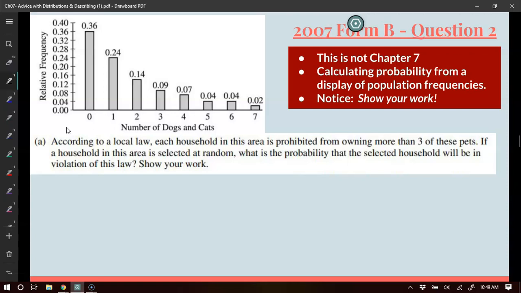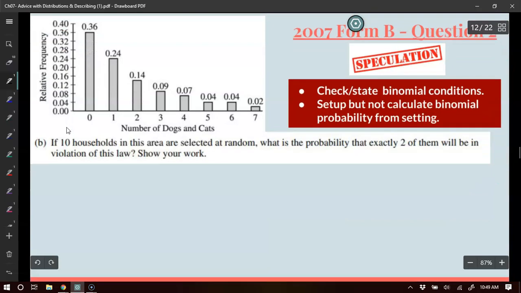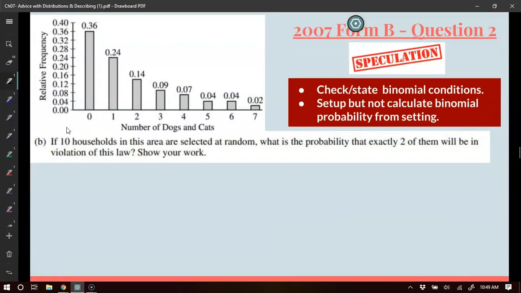Notice it does say show your work on it. And so here you're just looking at trying to figure out which of the bars you're going to add up to get your answer on it. Part B, not from chapter 7.